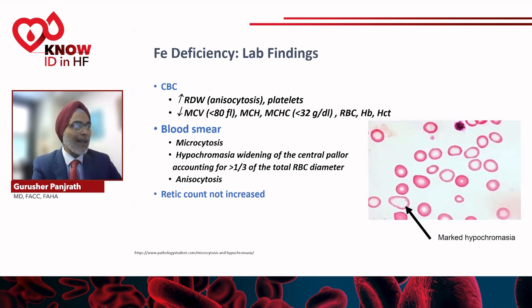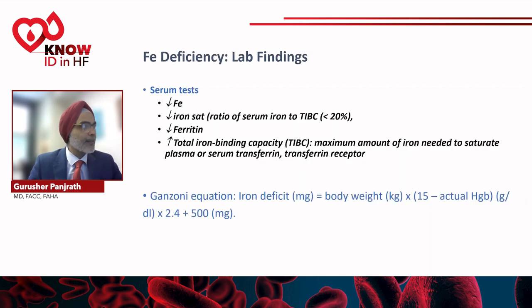Looking further into the lab findings, what do you see on the CBC? You see increased red cell distribution width. You see reduced MCV. You see on the smear microcytosis, hypochromasia, and that's basically widening of the central pallor. And important to remember, compared to other anemias, reticulocyte count may not be increased.